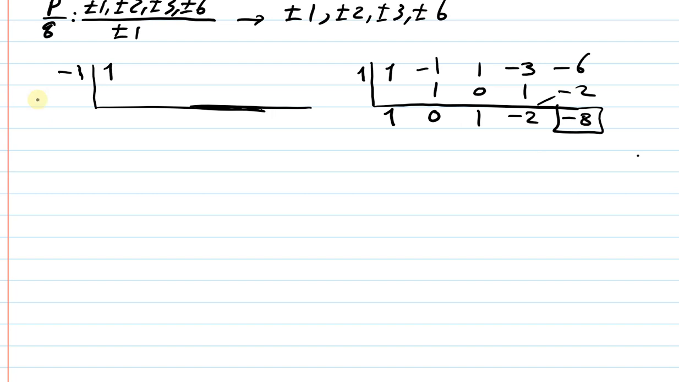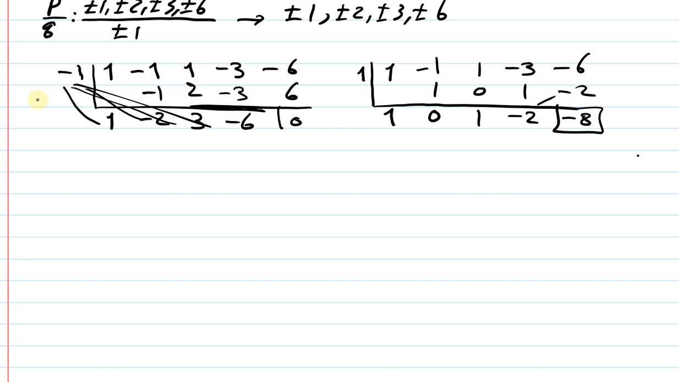The coefficients are 1, negative 1, 1, negative 3, negative 6. Make sure I copy them correctly. Okay, let's try this. Bring down the 1, multiply, add, multiply, add, multiply, add, multiply. There, I did that one right. Add. And there we have it. A remainder of 0. So that means negative 1 is a solution.